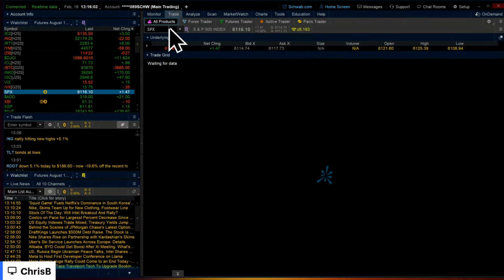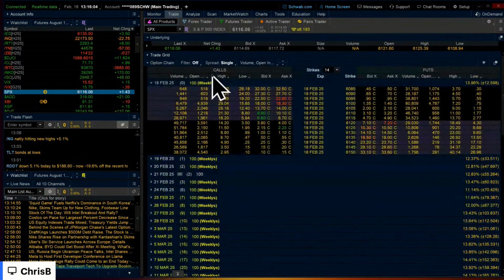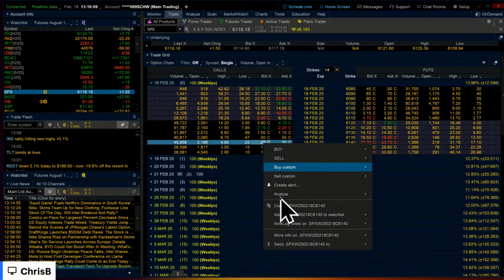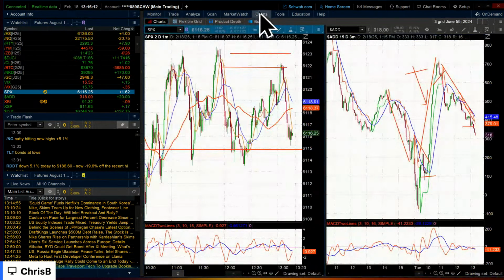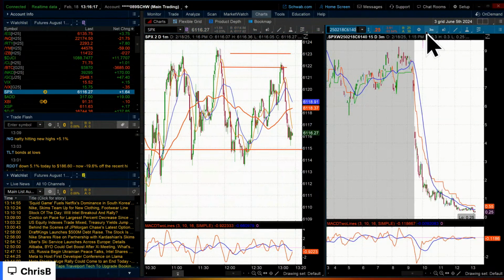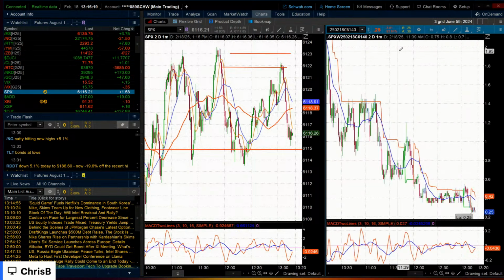I bet if you put in the SPX 6150 calls, wow, they're too far away. Let's say 6140 calls. And you go put this over here. Yeah, that's what you're going to see. You're going to see that at 1 o'clock, these went, and not a lot, but they went from 50 cents to 20 cents. They lost 50% of their value because the momentum wasn't there. If you're buying premium, you better have the momentum on your side because of the time decay.